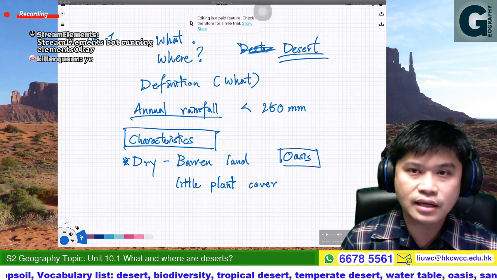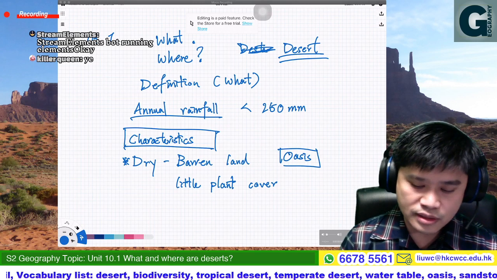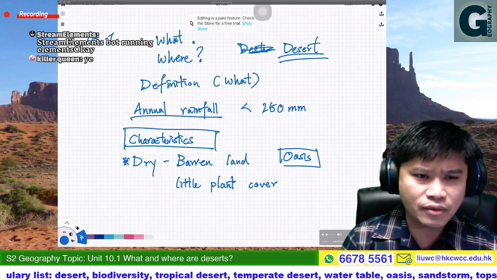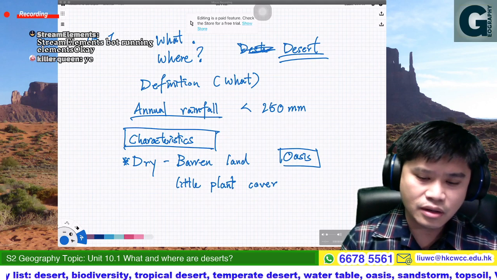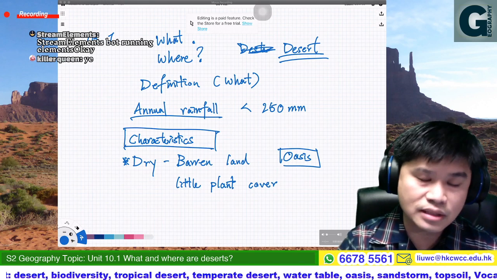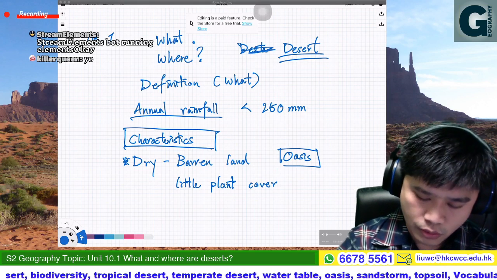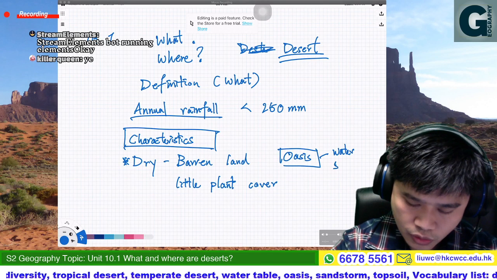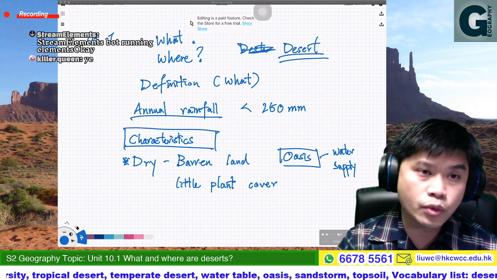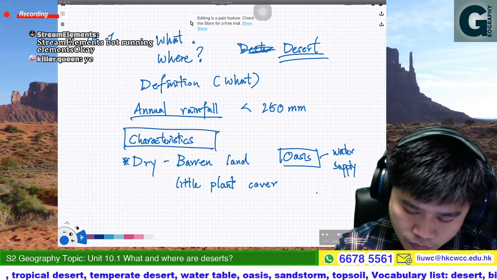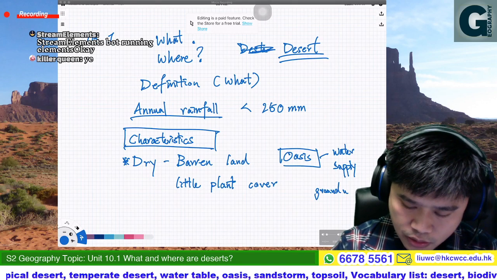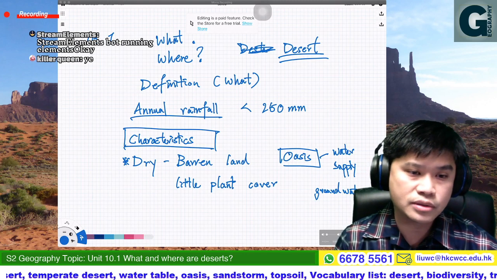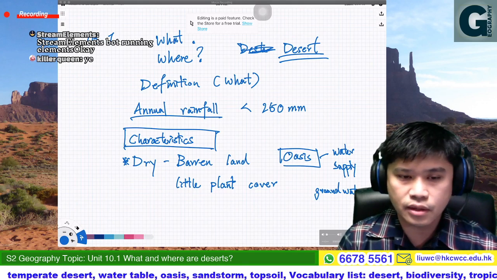Oasis in Chinese is 绿洲. So why do we call this in Chinese 绿洲? Is it really green? Of course green represents the vegetation. So oasis means that there could be some water supply in that place, and that water supply is mainly from groundwater. So with the groundwater, some plant could be grown.